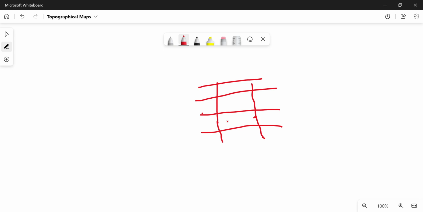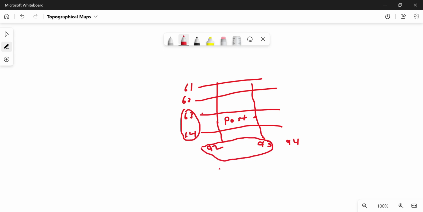An example, this is a post office. We want to locate this post office. Imagine the northings are 61, 62, 63, 64, and the eastings are 92, 93, 94. Now which two lines does the post office lie between? 63 and 64, and 92 and 93.